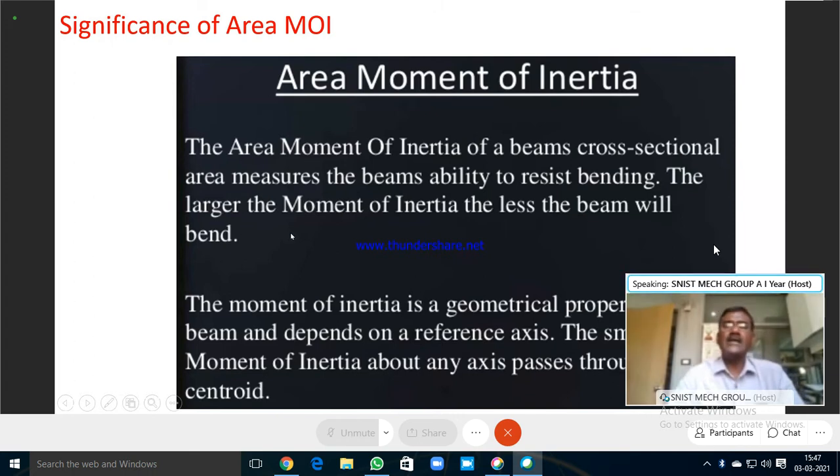The area moment of inertia of a beam's cross section measures the beam's ability to resist bending, which means it is going to measure the strength of the material, right? So the area moment of inertia concept is very important in strength of materials. What is the conclusion? A beam cross section with more area moment of inertia is said to be a stronger section, or a stronger orientation.